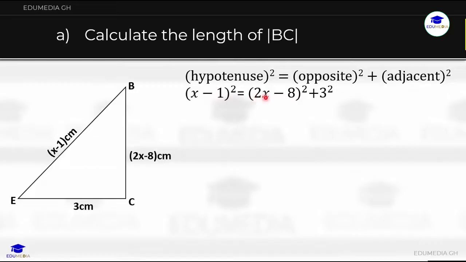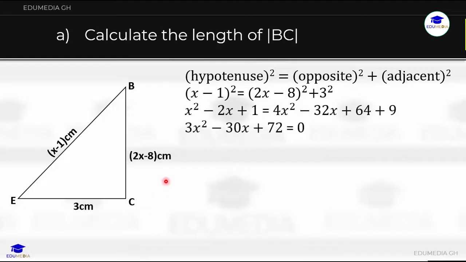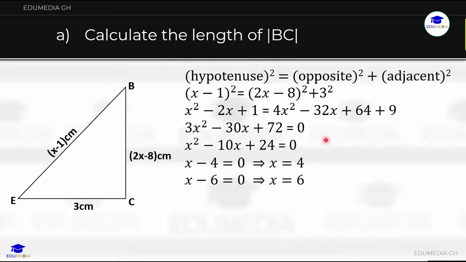X minus 1 all squared equals 2x minus 8, that is the opposite, all squared, plus 3 squared, that is the adjacent. Grouping the like terms and doing the necessary calculations, we have 3x squared minus 30x plus 72 equals 0. Dividing through by 3 to put it in its simplest form, we have x squared minus 10x plus 24 equals 0.